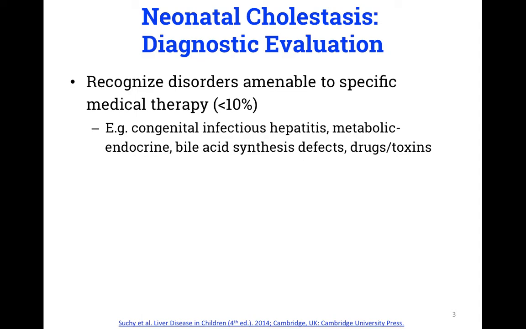Drugs and toxins would be the last group. And intuitively, if you find an underlying iatrogenic cause or a toxin from sepsis, from a bacteria or other etiology, then the appropriate response obviously would be to try and find an alternative or limit the use of that medication. Or in the case of parenteral nutrition, limit the use of parenteral nutrition as best as possible.